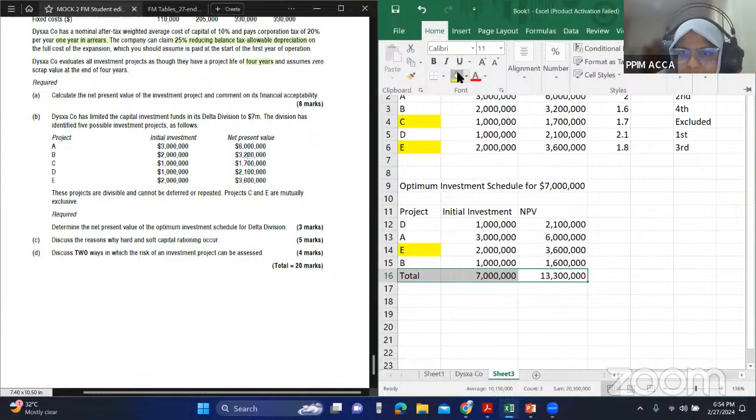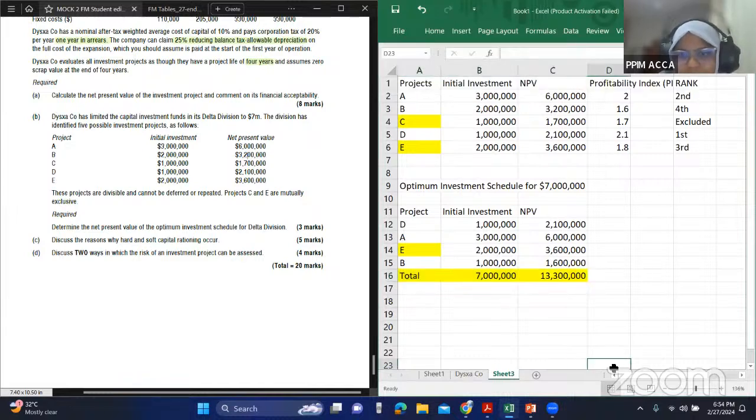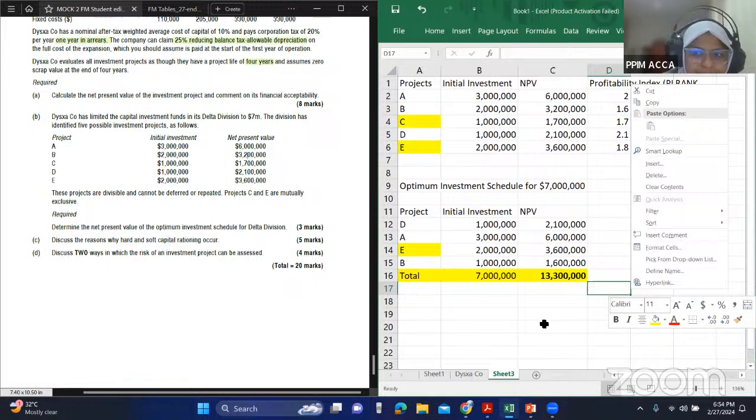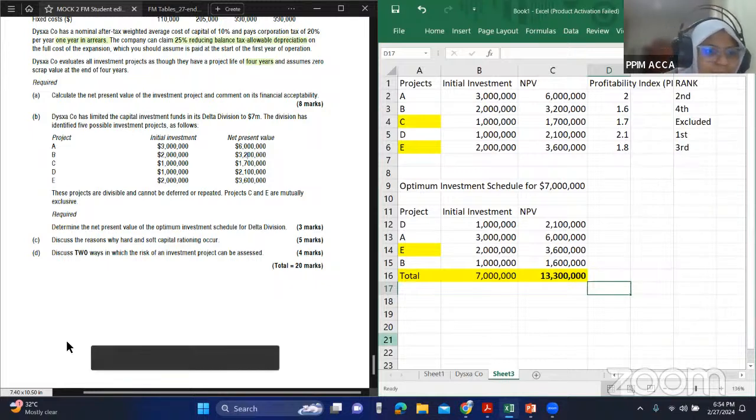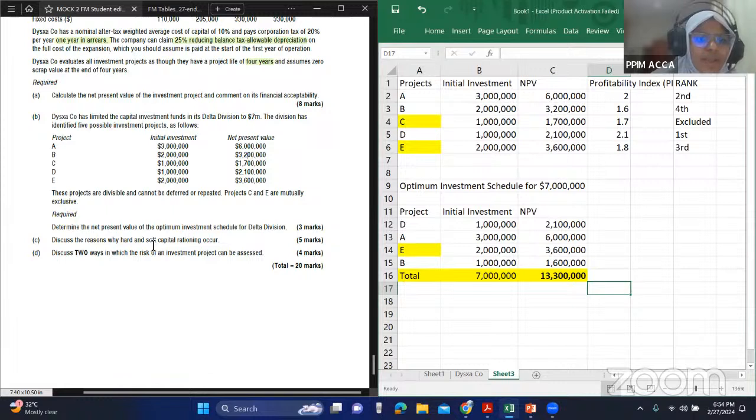It's a good idea when you have something like this to highlight it, so the examiner knows exactly what you're looking for. Okay, so the answer is 13.3 million. Right. So the last two parts of the question, they are asking you to discuss the reasons why hard and soft capital rationing occur. Okay.